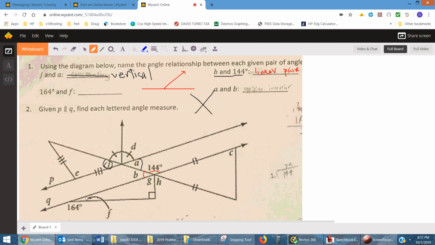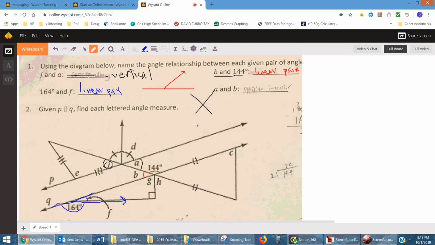Okay, 164 and F, let me go to blue. 164 is right here. No, that's angle F, okay. And 164 is right here. Well, that's another linear pair, because this is a straight line right here, and this is a ray leaving that straight line, so they form a linear pair.